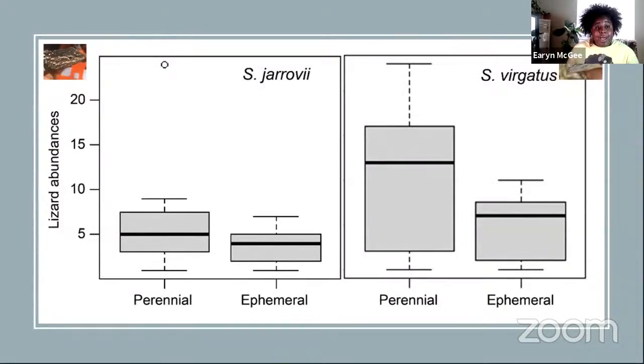Unfortunately, we were not able to include Urosaurus ornatus, the ornate tree lizard, in our statistical analyses because of low sample sizes. So all of our analyses are going to focus on Sceloporus jarrovii and Sceloporus rugosus. When considering lizard abundances, there was no significant difference between perennial and ephemeral reaches for either species. When you're looking at this box and whiskers plot, the thick black bar is our mean. And for Sceloporus jarrovii, we did have one outlier, that's the circle that you see on the perennial side of the chart at the top.